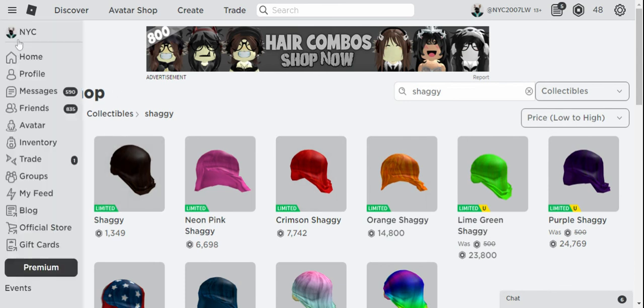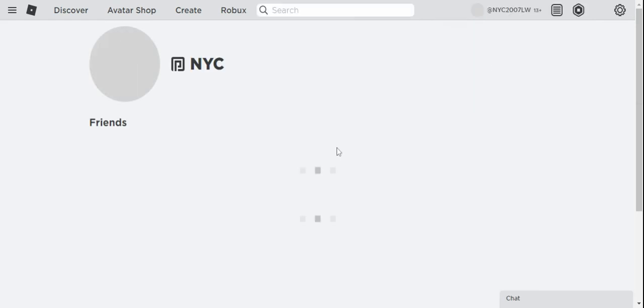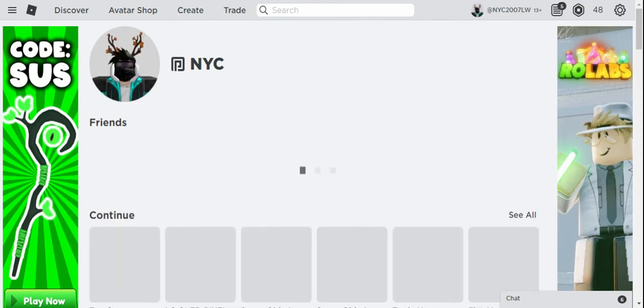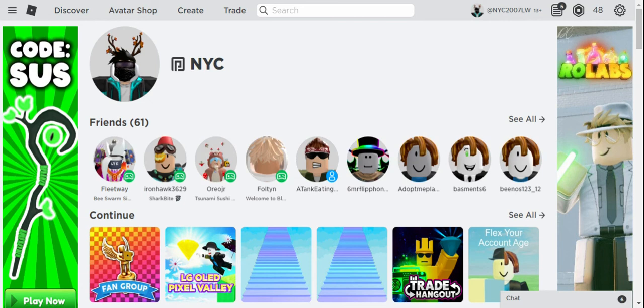So the next step is, you need to make your inventory public to everyone. If you want to trade, you can't have your inventory private. If you have your inventory private, you can't trade, so no one can trade you. So you need to make your inventory public. Just go to settings, then privacy, then who can see my inventory, and put it under everyone. So yeah, I have my inventory public so I can trade.